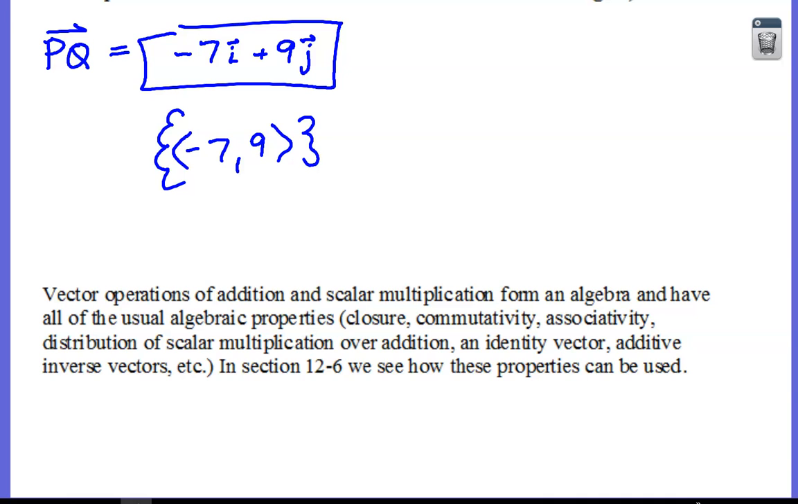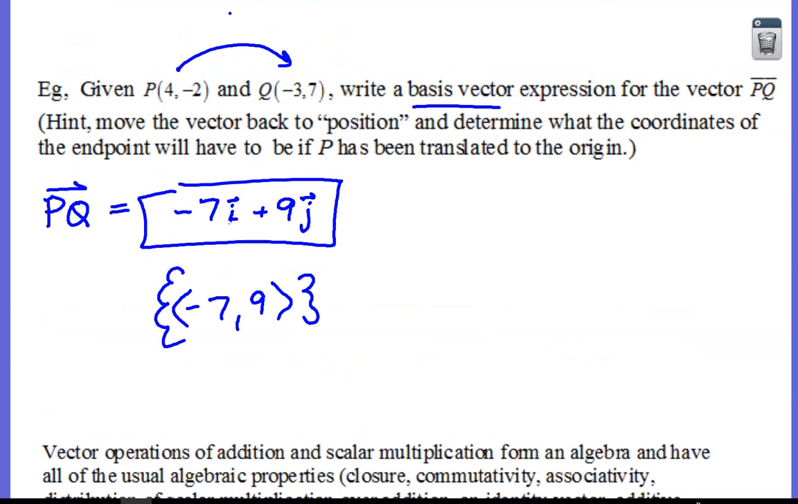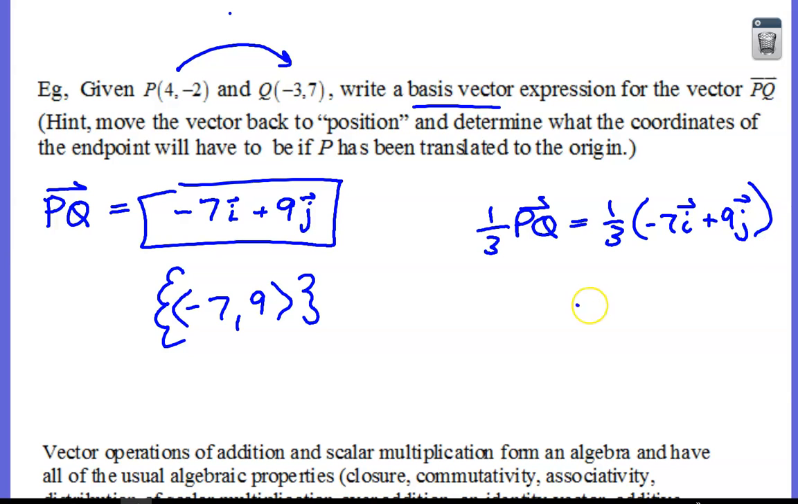Okay, let's see. You can do scalar multiplication. By the way, if I wanted to take a third of vector PQ, so if I wanted to go in the same direction but only go a third of it, you do this the same way I did for component form. So I would just take a third of each of these pieces. So my new vector would be -7/3 in the i direction plus 3 in the j direction. Same thing. So none of that scalar multiplication has changed.